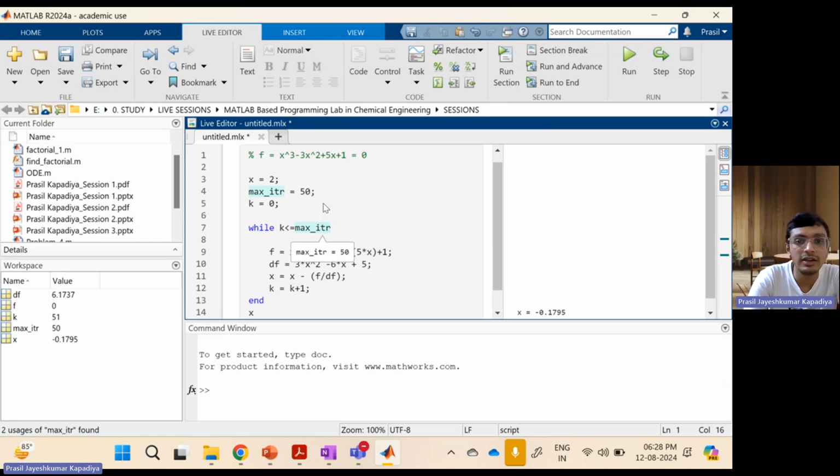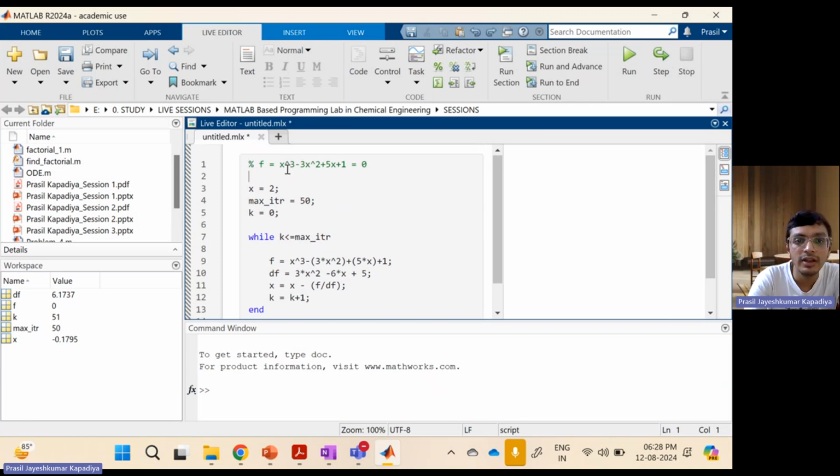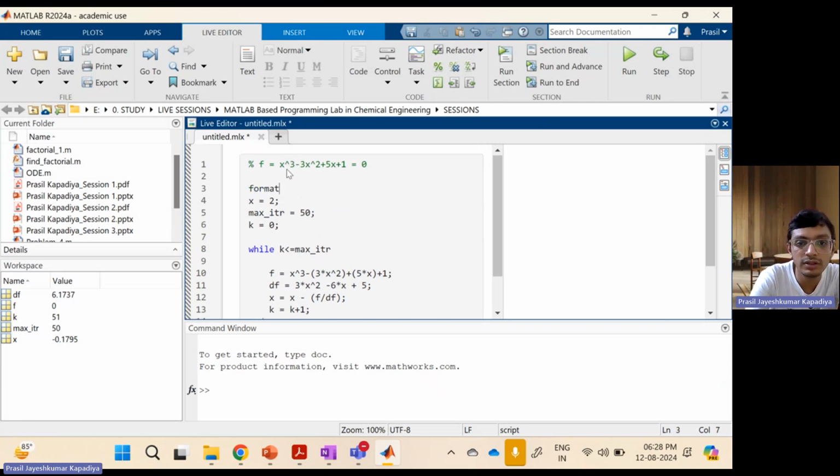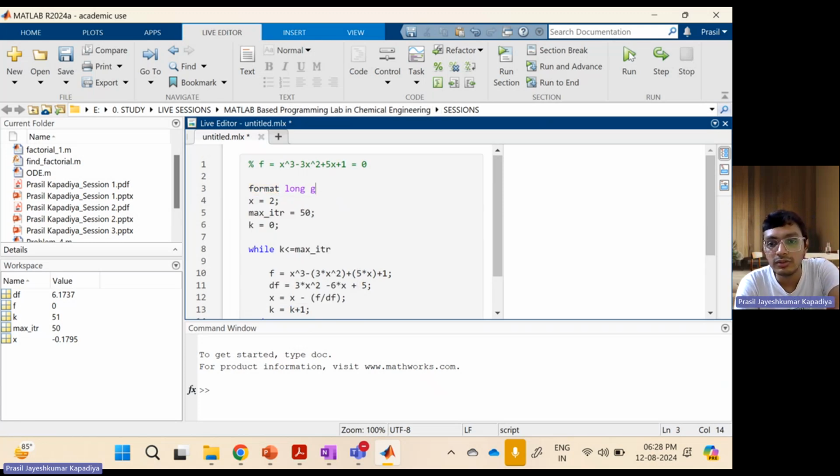Let me do one thing. I am doing format long G. So is it printing in more digits? Yeah, see, these numbers have increased. So this is one way of solving non-linear equations using the Newton-Raphson method.